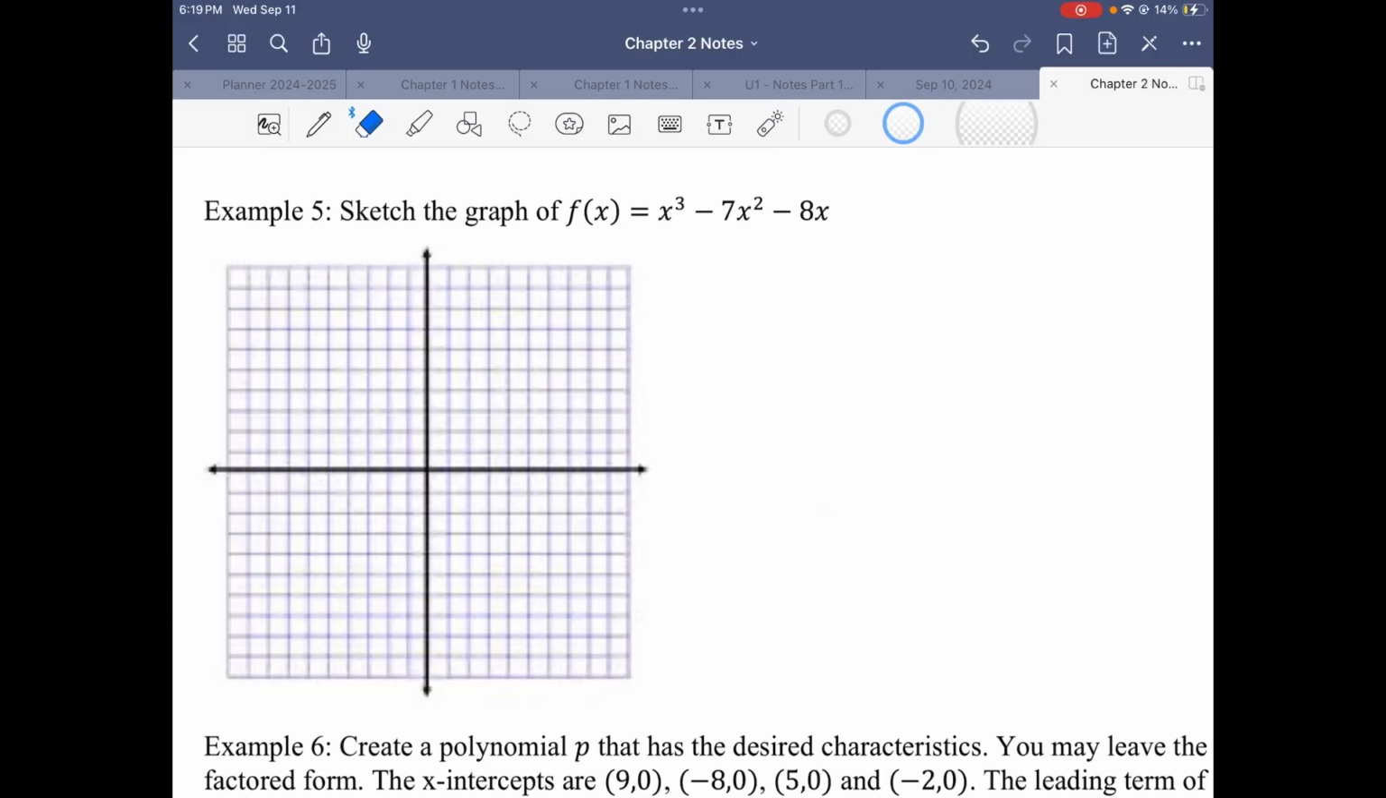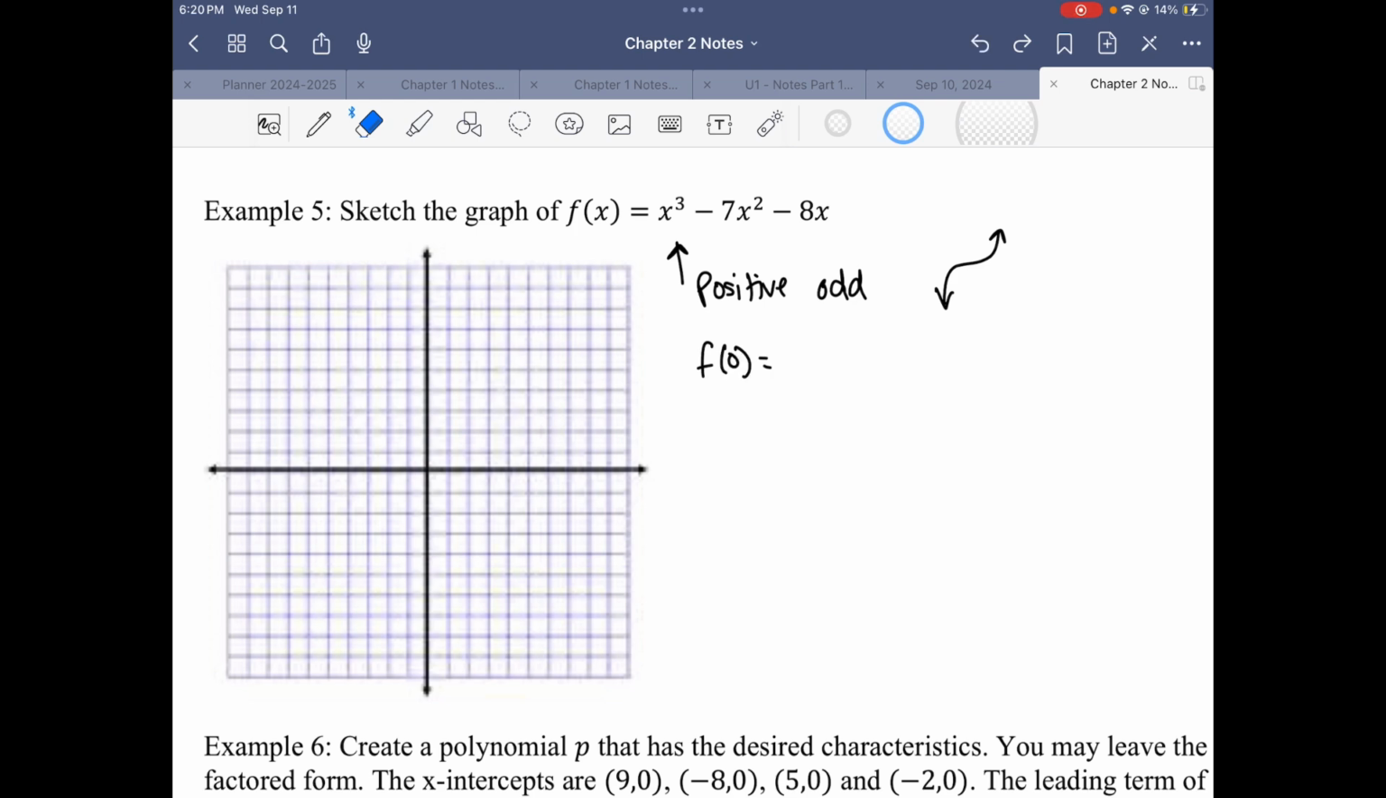For example 5, we are going to start by looking at our leading term. So our leading term then has a positive coefficient, and it also has an odd degree. That tells us that our end behavior is going to look like this. It's going to be going down on the left, up on the right, because it's similar to x to the third.